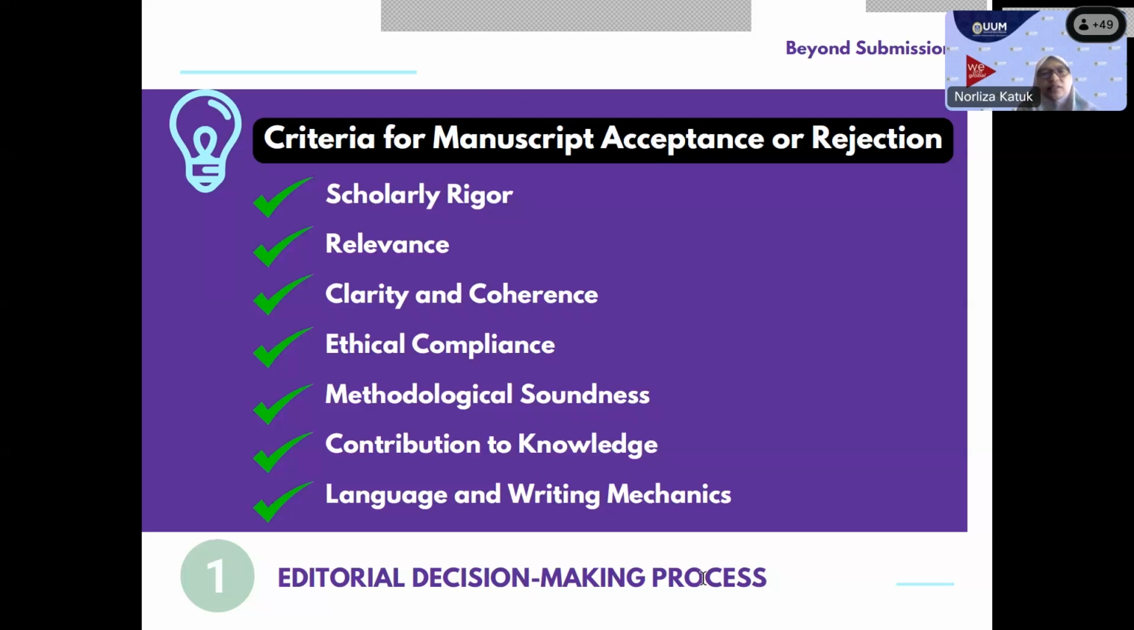We also look into the contribution to knowledge. If they are just developing a system, they have models, but they are not tested or validated, the paper will also be desk rejected. Of course, the last one, we look into language and writing mechanics.